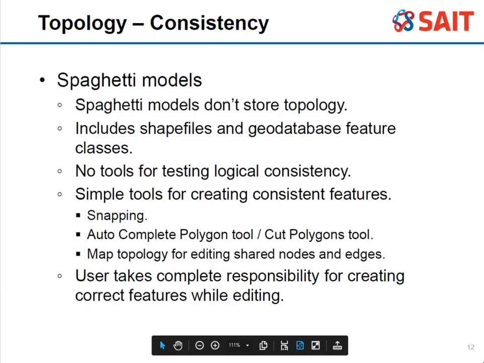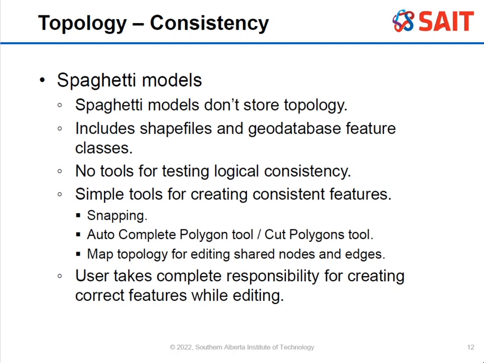But there are two types of models that we follow when we're trying to create these features and what we can use for analysis later. So the first one is a spaghetti model. And so the spaghetti models really don't store topology. It doesn't keep the rules, is what I'm trying to say. So these are shapefiles and geodatabase feature classes.